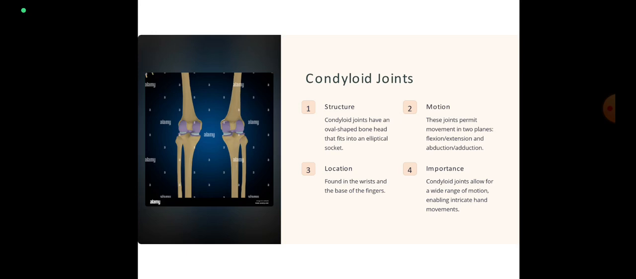Motion of the condyloid joint: these joints permit movement in two planes: flexion and extension, and abduction and adduction. Importance: condyloid joints allow for a wide range of motion, enabling intricate hand movement. The surface of the bone fits into the socket, and the end of the bone bearing the articular surface is called the condyle. These joints permit movement in two directions.